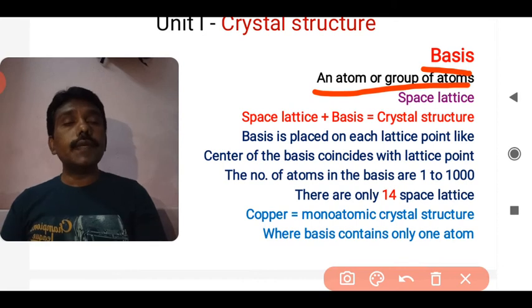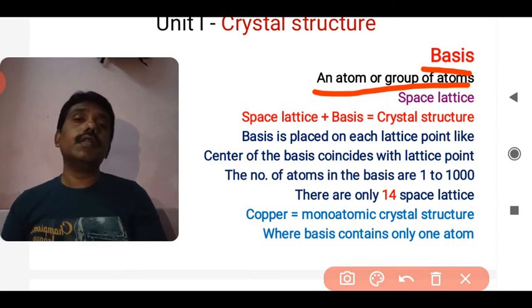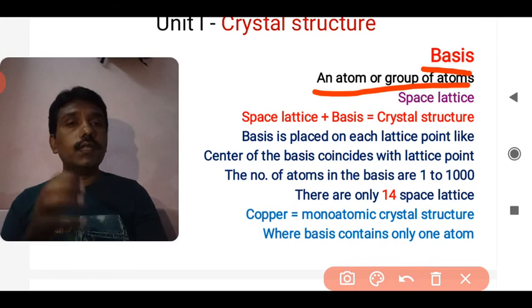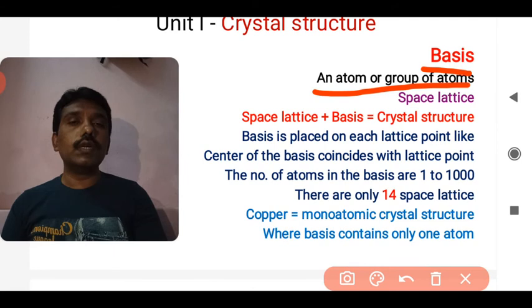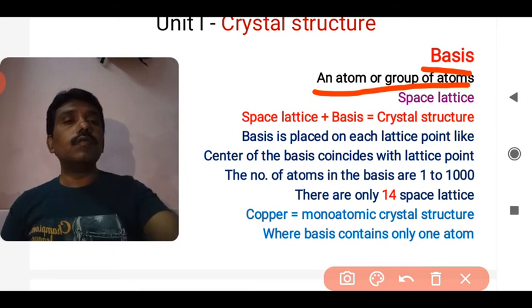So the space lattice and the basis are very important. The space lattice and the basis together give you the crystal structure. So whatever our unit is, that is the crystal structure.